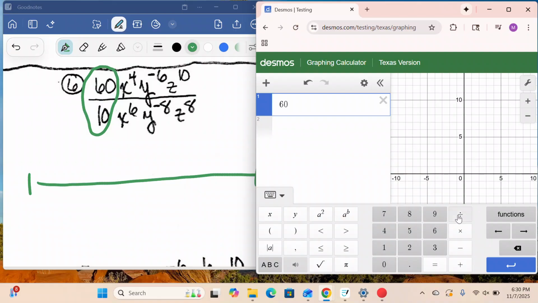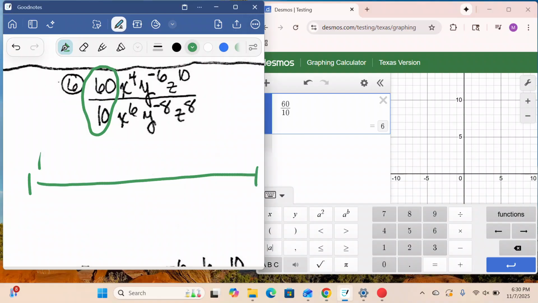So 60 divided by 10 is going to give us 6. So I am going to put a 6 at the very top right here, because 60 divided by 10 is 6. Then I have a power, and I have another power. I'm dividing the power, so I am going to put an x there. I got a 4 and I have a 6.